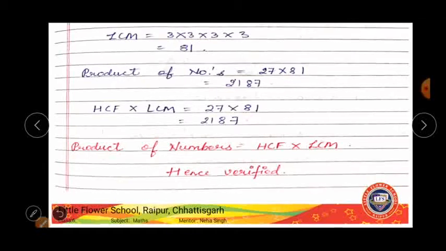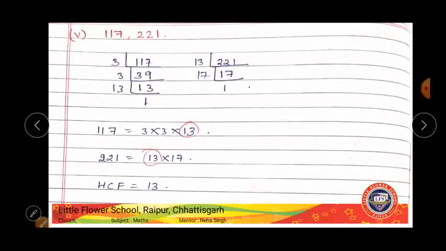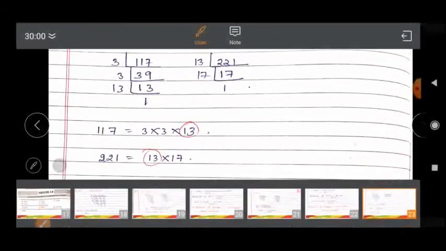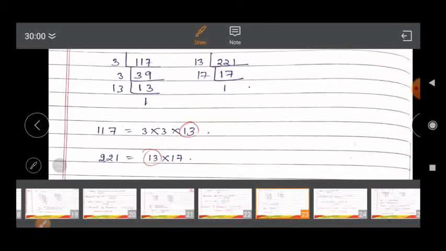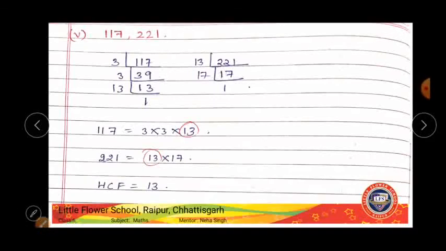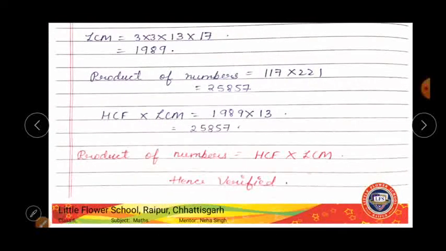Okay. Now again, this is the last question of this part we are solving. Then we'll move on to the next question. Here also we'll factorize the numbers. We'll find the HCF. We'll find the LCM. Then we'll multiply both the numbers and find the product. Find the product of HCF and LCM. It will be the same, so hence verified.